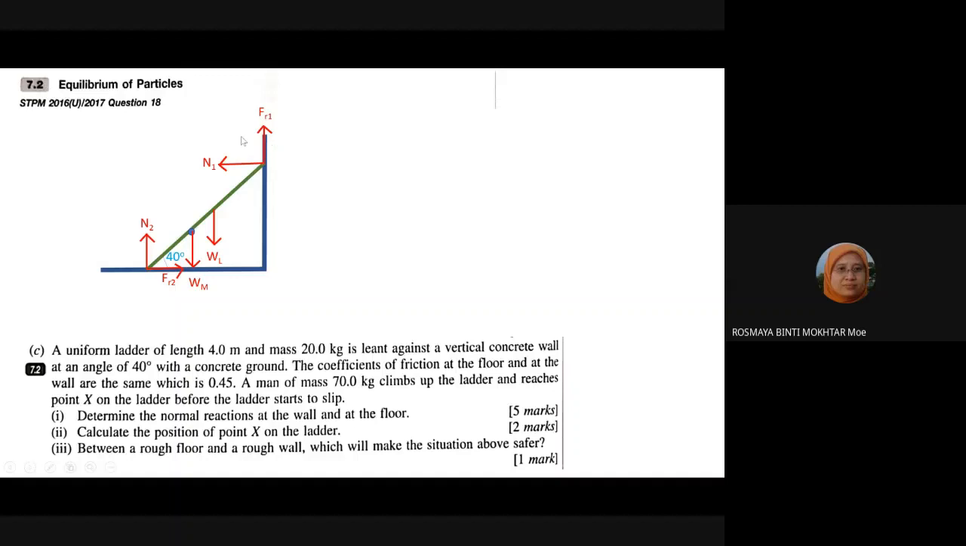Okay, so we don't use the reaction here. It will make it confusing if we draw the reaction here. So no need to draw the reaction. We just draw the components of the reaction, given by the friction and the normal.